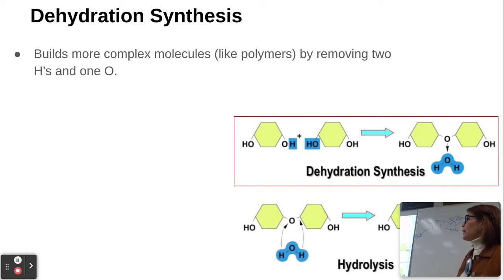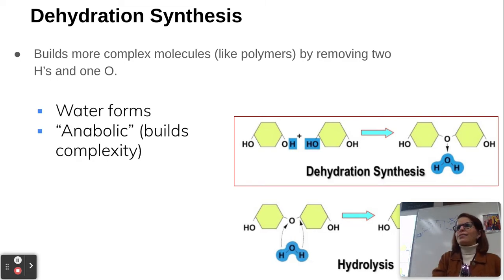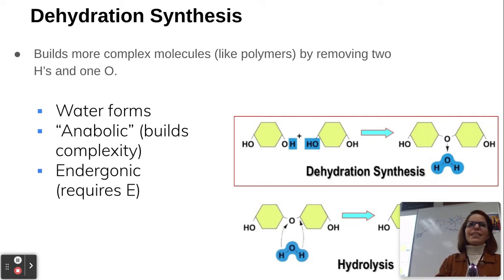Okay, so dehydration, to synthesize something means to build it. So you're adding complexity here. And so this is when we remove, dehydration synthesis removes water. So we pull water out and we put two molecules together. So we say that that's anabolic, which is when we're building complexity. Endergonic means you have to add energy. I don't think I would worry too much about those terms, but they are on the learning targets.